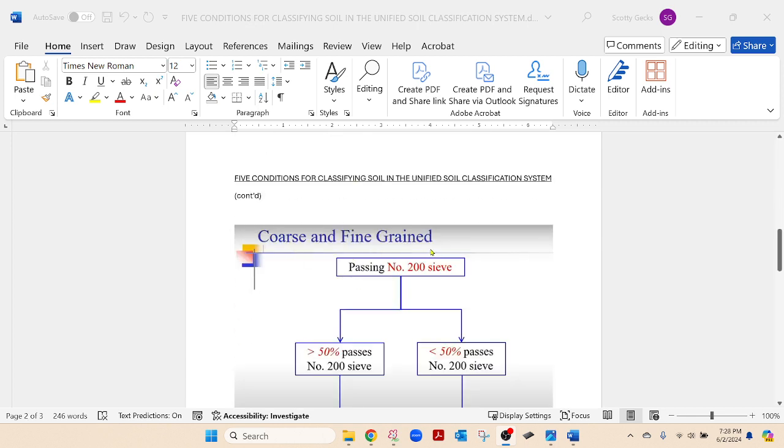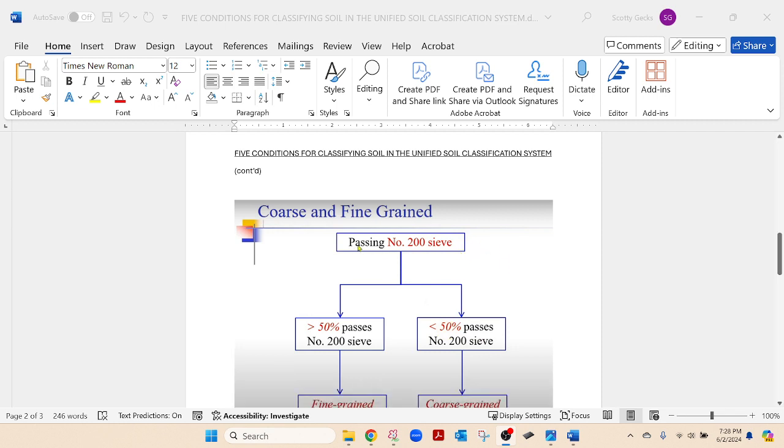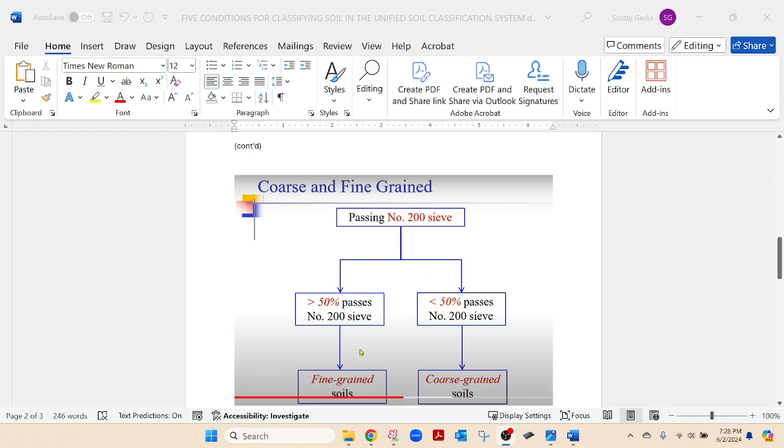These are the coarse and fine grain soils that we deal with in AASHTO and the Unified system. So these are the soils passing the 200 sieve. So if it's less than 50% passing the number 200 sieve, it's coarse grained.